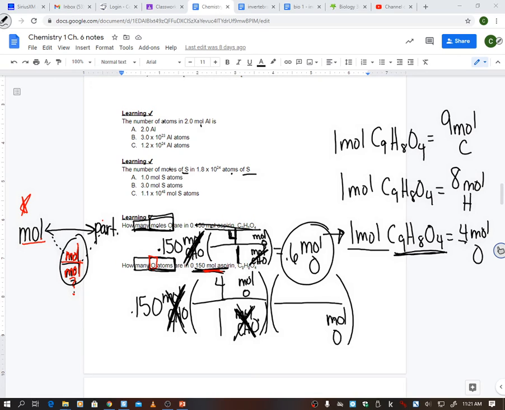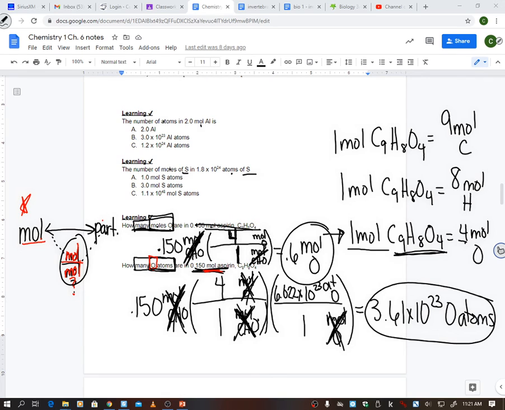Now that I'm in moles of just oxygen, I can do oxygen atoms. And now I've got that 1 and that 6.022 times 10 to the 23rd. So I'm going to cancel those out through division, and I'm going to take 0.150 times 4 times 6.022 times 10 to the 23rd. And your answer is 3.61 times 10 to the 23rd oxygen atoms. Okay, so that last part kind of throws another little piece into this puzzle.